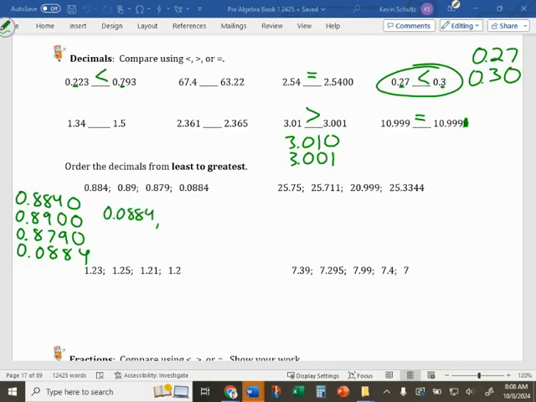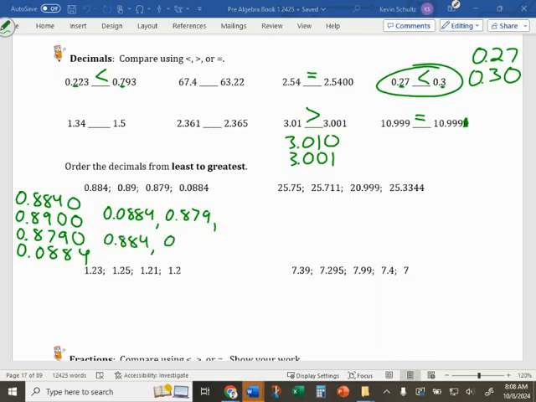0.0884 is first. Then, anyway, you have your hand up for the last one, Candace. Answer this one. Which one comes next? 0.879. 0.879. Then 0.884.